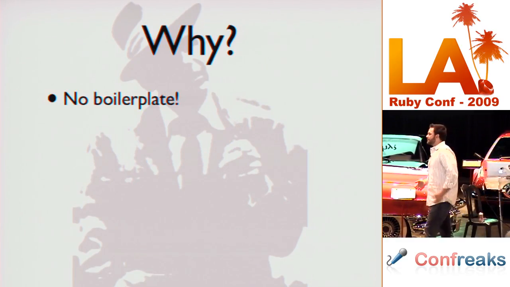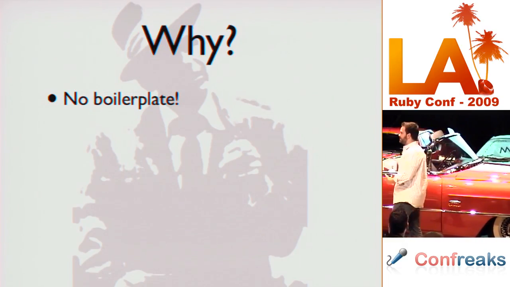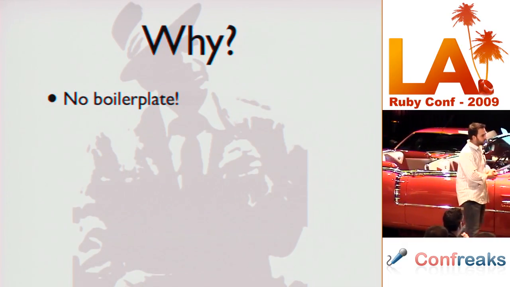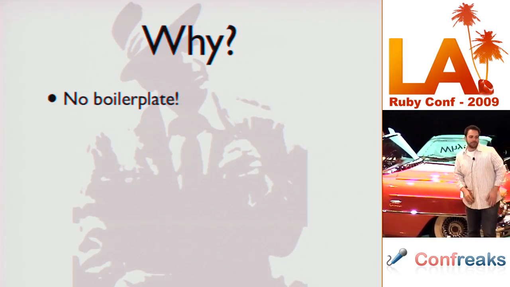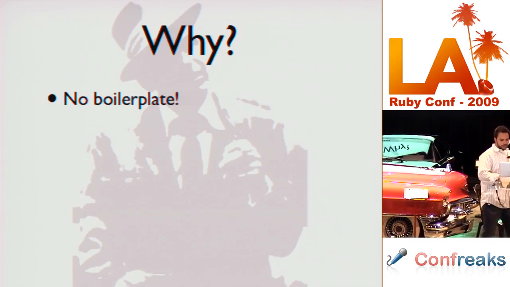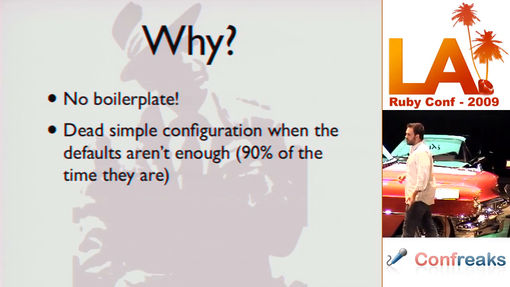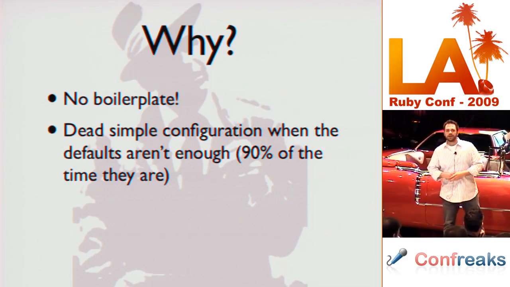No boilerplate. You don't have to have a controller just to get started. You don't have to have a YAML database config. You don't have to have 72 files that Rails generates for you just to get started. It's all gone. None of that. Dead simple configuration. If you look at how configuration works in Sinatra, and I'm going to show you some examples here soon, it's just super, super easy.